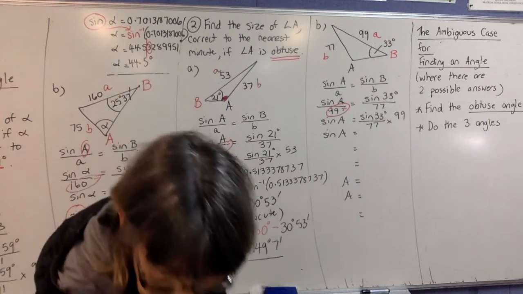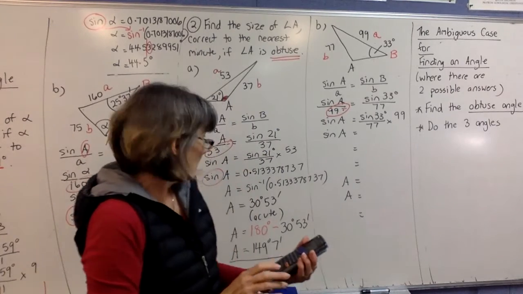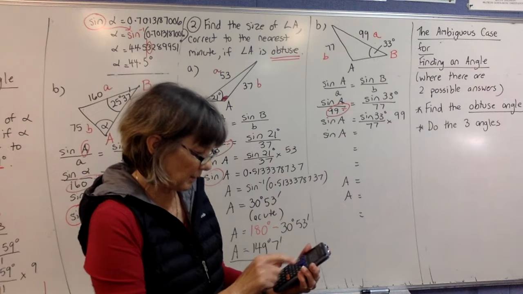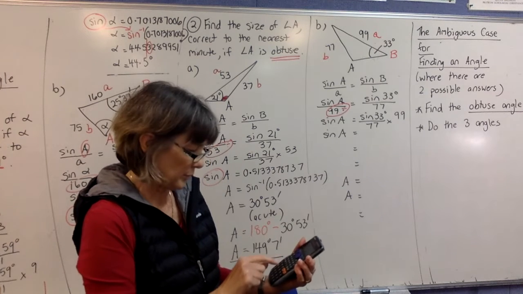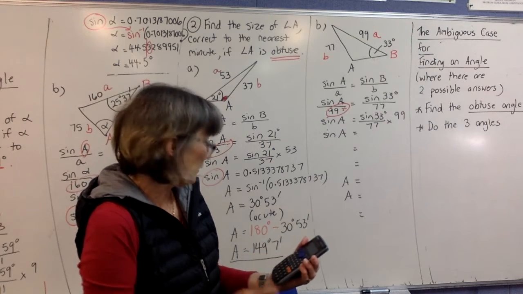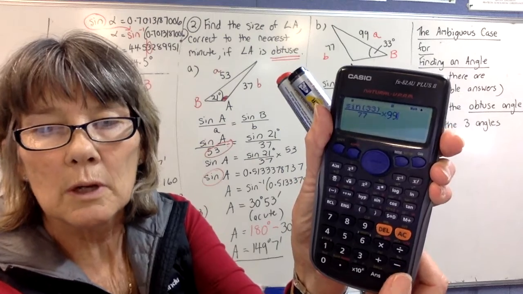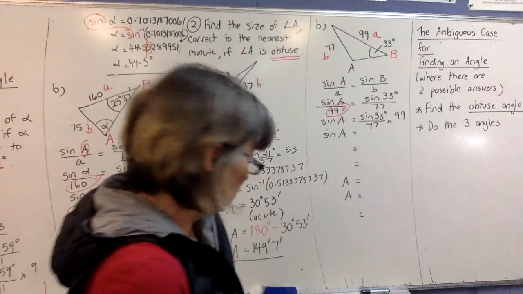Right, we're now going to go to the calculator, type in what you see. So, fraction key. On the top, sine 33. Close the bracket. Down arrow, 77. Right arrow, times 99. And press equals and write it down.